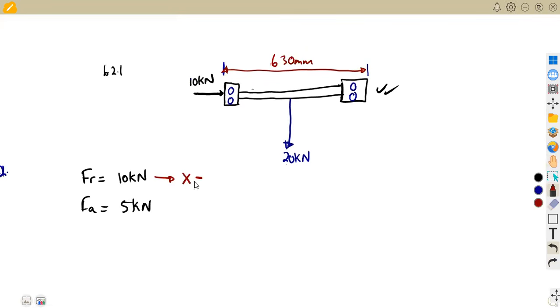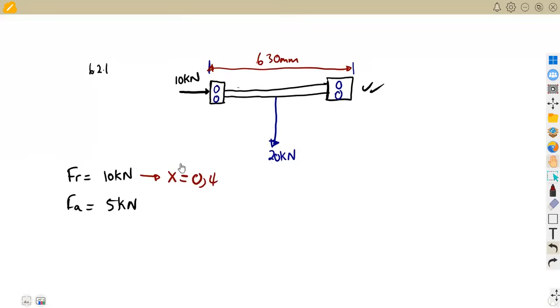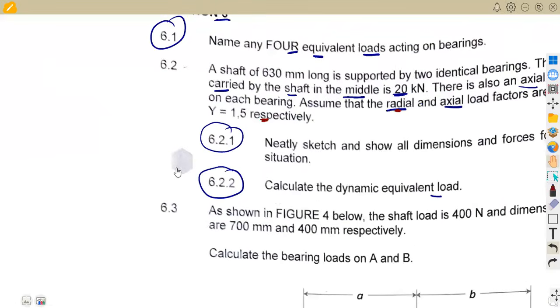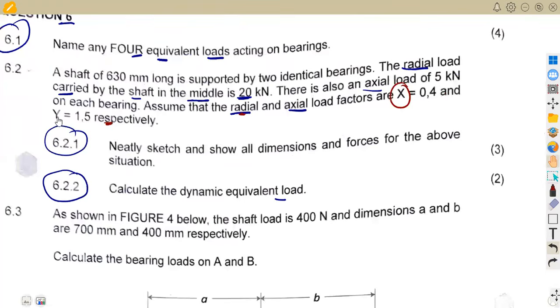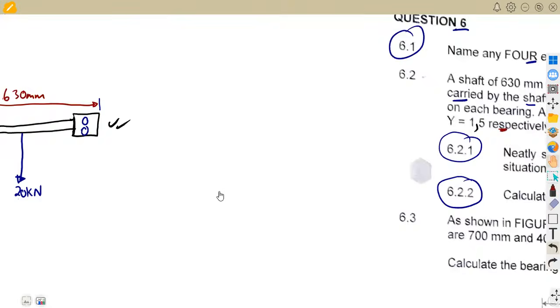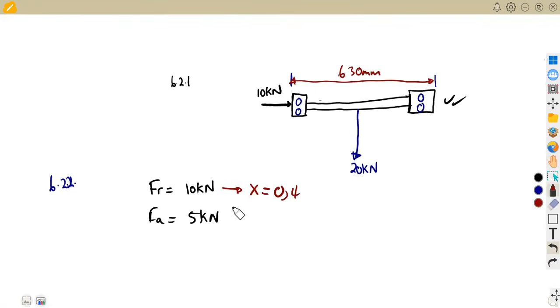So we've got X, which is 0.4. Then for the axial load, we can check here, we've got an axial load, which is the other one now, and Y is equal to 1.5. So the 1.5 that we are given here corresponds to the axial load in this case. So Y is the axial load factor of 1.5.